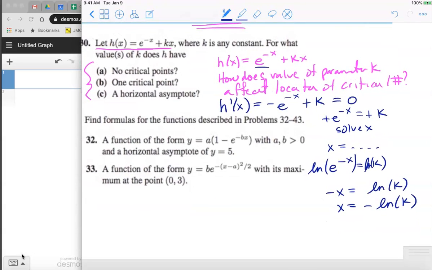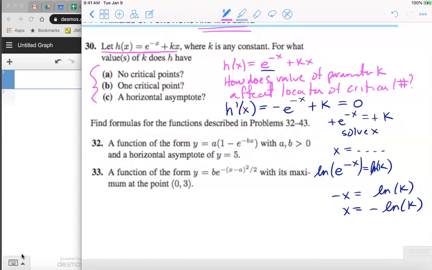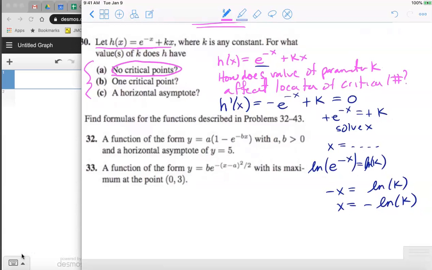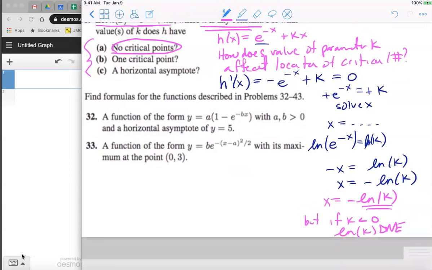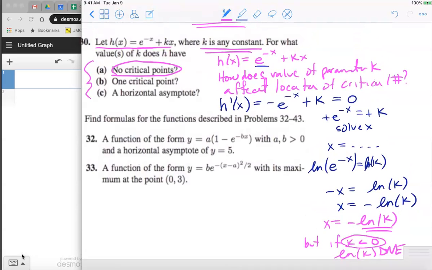Now we can see that there are some different scenarios that might come into play. Is there a case where there's no critical point? Here's the critical point: x is equal to the negative logarithm of k. So whenever you can take the logarithm is when you're going to get a critical point. But if k is a number less than 0, the logarithm of k does not exist. k is allowed to be any constant, so specifically it can come out to be a negative number, in which case the logarithm of k would not exist.